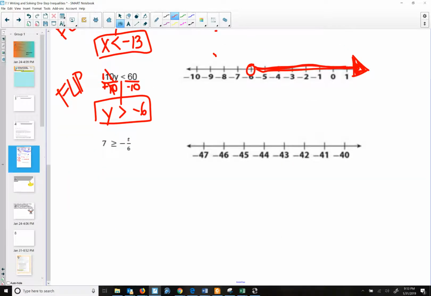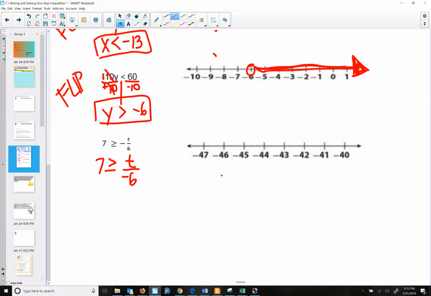Now, I'm going to rewrite this first because 7 is greater than or equal to t over 6 with the opposite sign, or that negative sign, out front. What I'm going to do to make this a little easier, when you have a negative sign in front of a fraction, you can either put it in the numerator, put it in the denominator, or leave it out front. In this case, I'm going to put it down here with the denominator, okay? Cool. Let's solve for t.